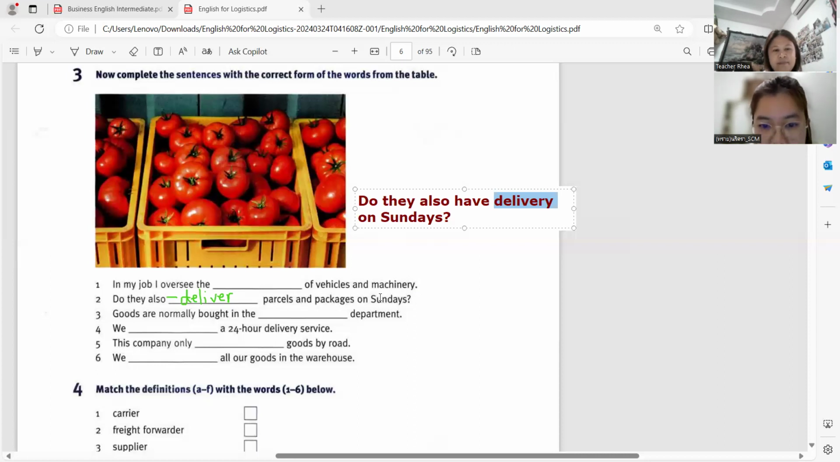In the store department. Goods are normally bought. Yes, bought, it's the past tense of buy, right? Goods are normally bought in what department? How about number 4? You can skip number 3 first. I think this is easier.